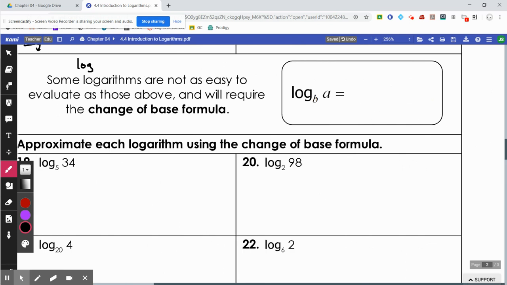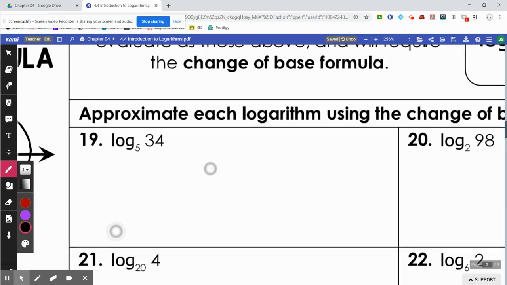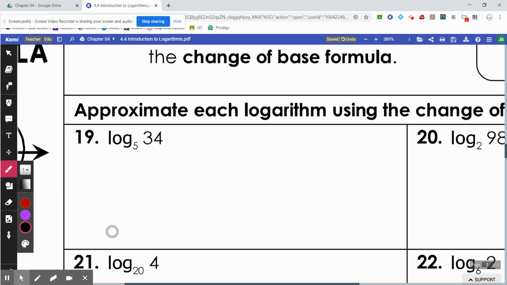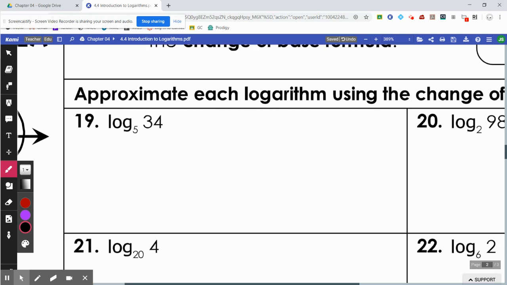So log base b of a can be typed into your calculator by doing the log of a divided by the log of the base. The log of the argument divided by the log of the base. And when you rewrite this, the base here can be anything you want it to be. In this case, what did I change it to? 10, because that's what my calculator knows. So here's how we're going to do this. Log base 5 of 34 is saying 5 to what power is 34? Now, I don't know that. I know 5 to the second is 25, 5 to the third is 125, so that's too big. So it's somewhere between 2 and 3, but how do I find it?